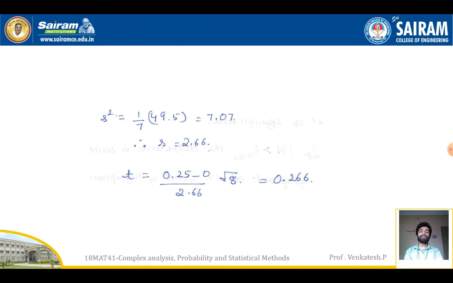Now if I replace x bar, the actual mean, the n value, and the standard deviation s, I get t is equal to (0.25 minus 0) divided by (2.66 into square root of 8). So it will be equal to 0.6266.